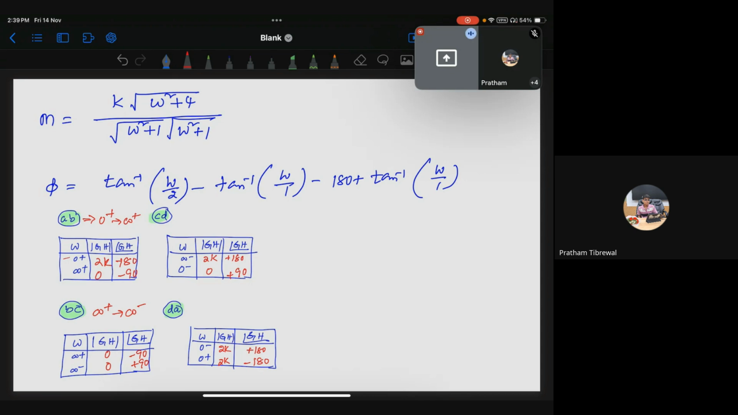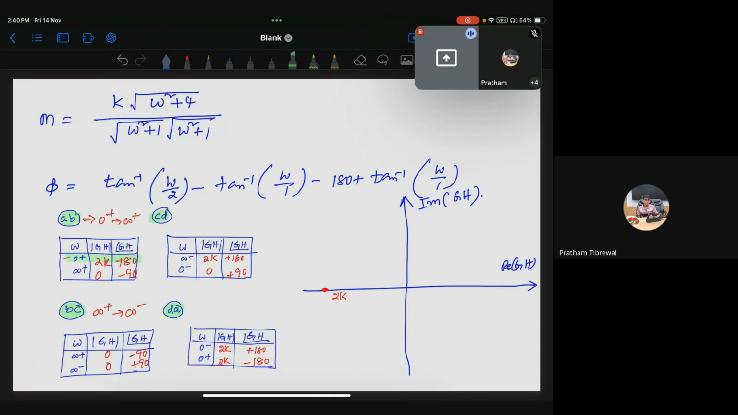First let us plot the Nyquist plot. This is the real part of GH, this is the imaginary part of GH. Let's start with the first one. As usual, it starts here only because that is minus 180. Minus 180 plus 180, this point only. So the value is 2K, this one.